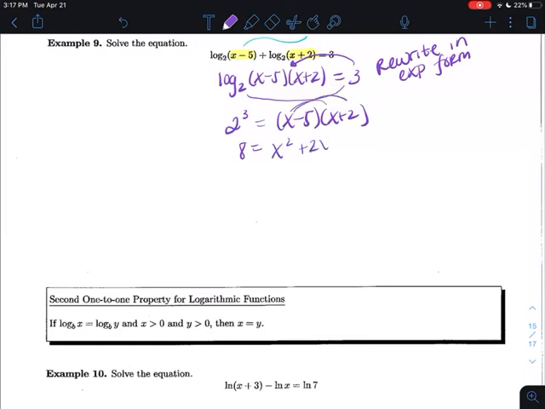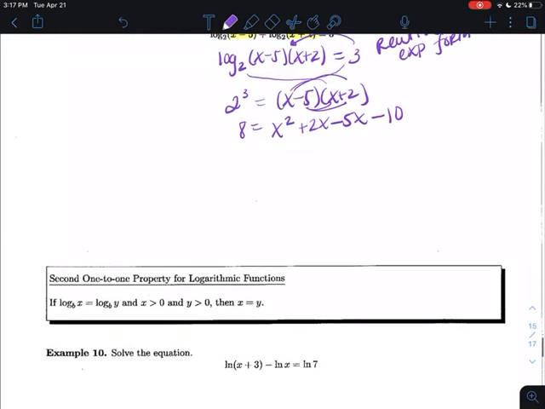squared. X times positive 2 is positive 2x. Then I come back and distribute this negative 5. Negative 5 times x is negative 5x. Negative 5 times positive 2 is negative 10. All right, so I saw this x squared pop up, so I'm dealing with a quadratic equation now. So to solve this, I want to simplify this right side first. So 8 equals x squared minus 3x minus 10.